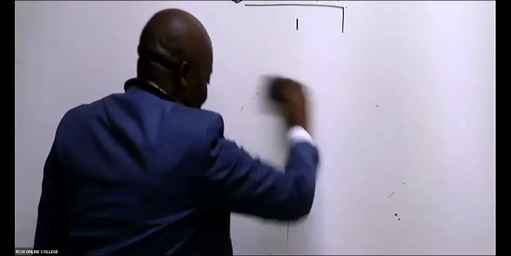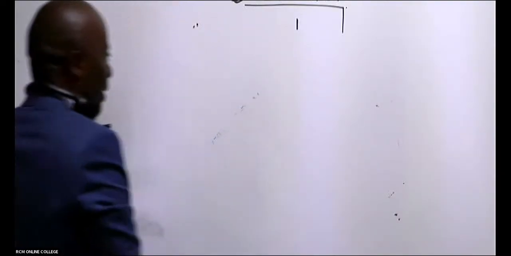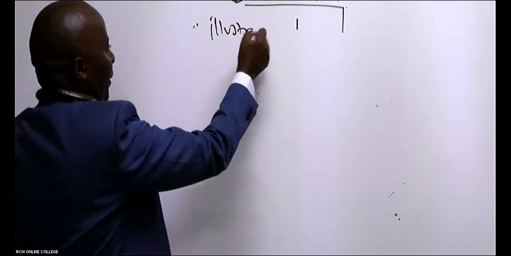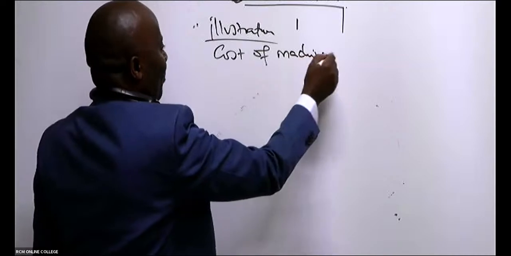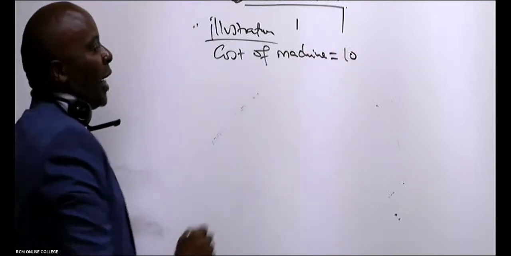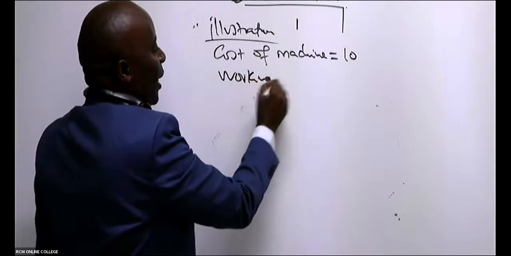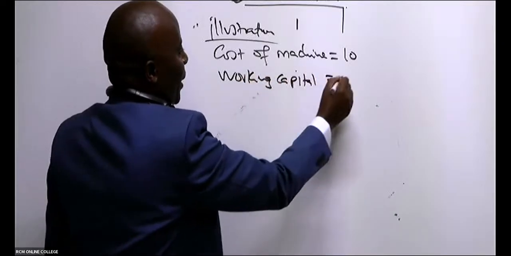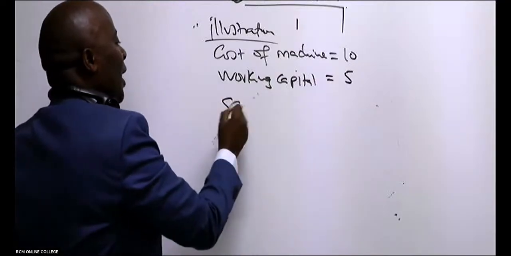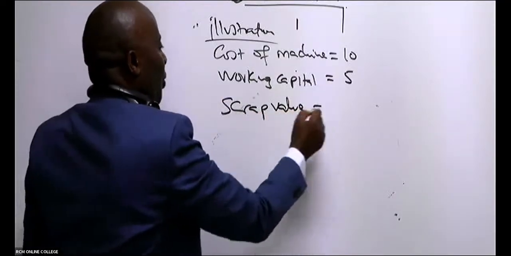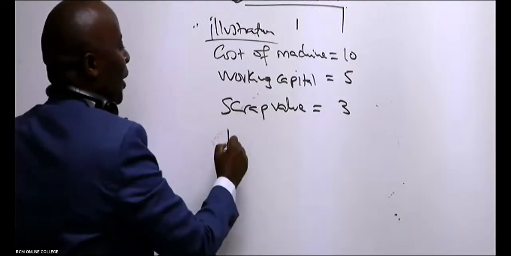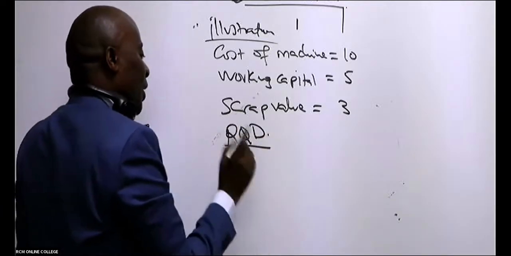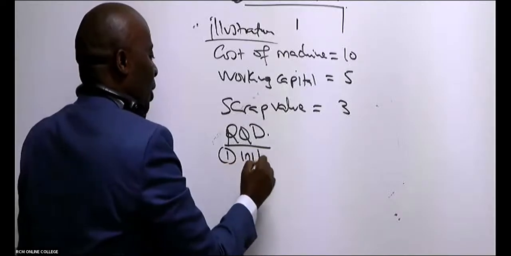Let me ask you a question before I start. If you're told, as an illustration, that the cost of the machine that you have bought is 10 million, and then you are told working capital is 5, and then scrap value is 3, you are required, ladies and gentlemen, to give us number 1, the initial outlay.